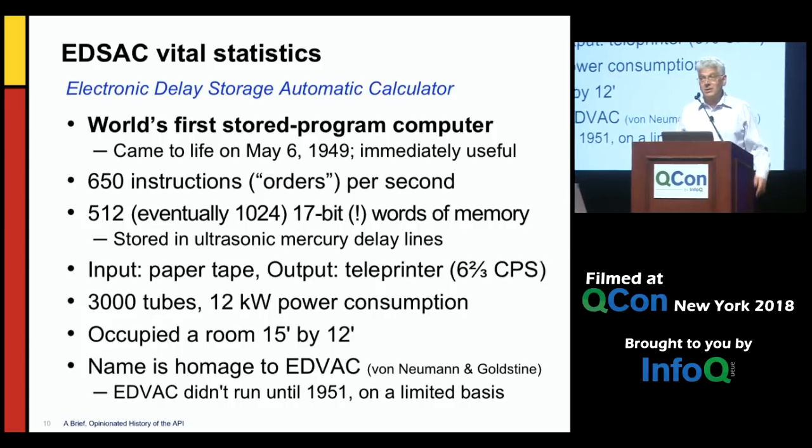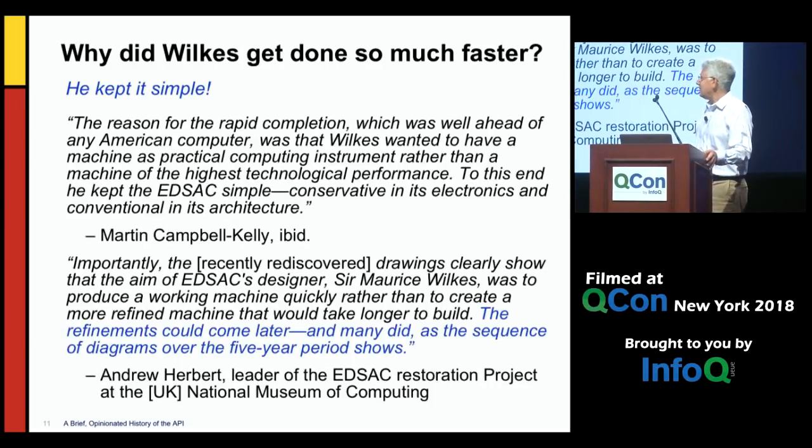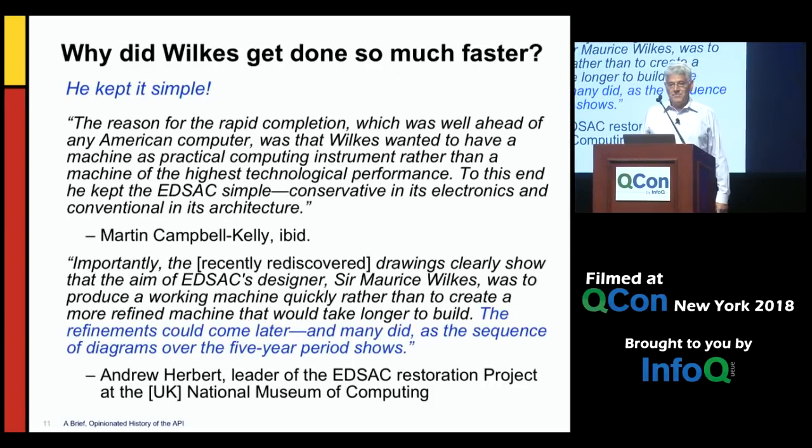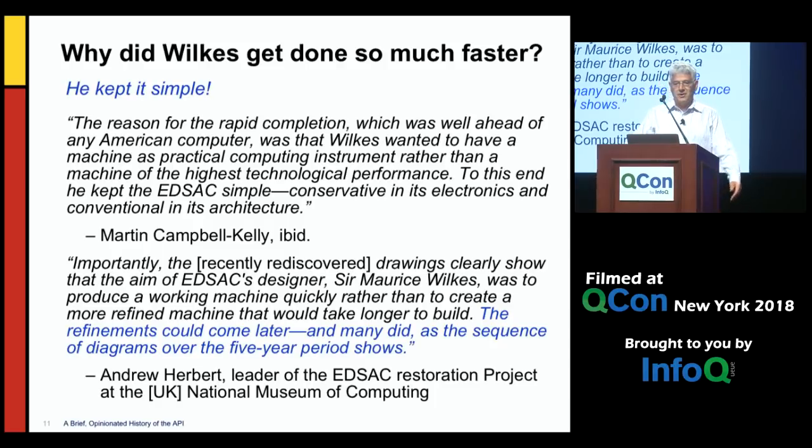Well, in a word, simplicity. He kept it simple. Once again, quoting from Campbell Kelly's book, the reason for the rapid completion, which was well ahead of any American computer, was that Wilkes wanted to have a machine as practical computing instrument rather than a machine of the highest technological performance. So, first you make it work, then you make it fast. To this end, he kept the EDSAC simple, conservative in electronics, and conventional in its architecture.